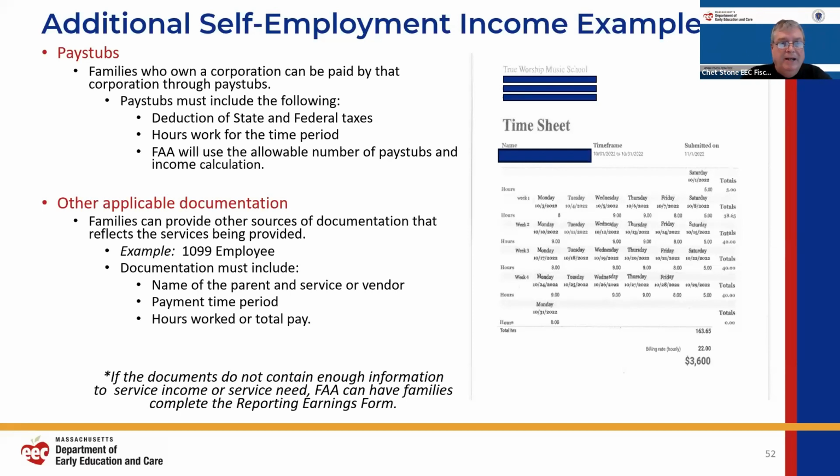But this is good to help if somebody does come in. The documentation must include the name and parent of the service provider, the payment time period, and the hours worked or total pay for that 1099 time period. Some people get a 1099 for a whole year. Some just get it for a job. They did 2 weeks for somebody. So you have to talk to the family or the person when they bring in a 1099 and say, what was the time period of this? That's the key thing. And just a note at the bottom, if the documents do not contain enough information to determine service income or service need, FAA can have families complete the reporting earnings form.